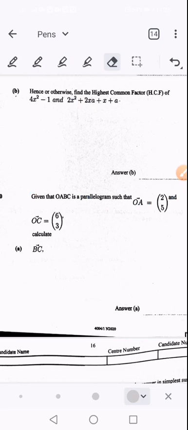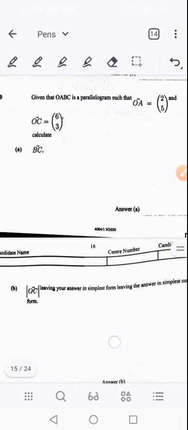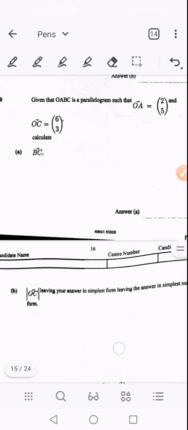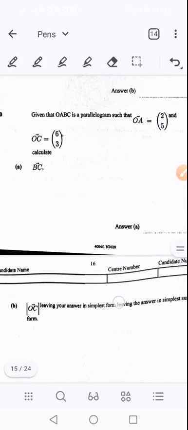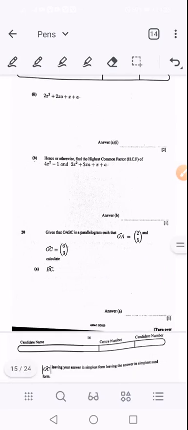Here comes a bit of a challenging question, though the last one was so simple. Given that OABC is a parallelogram.